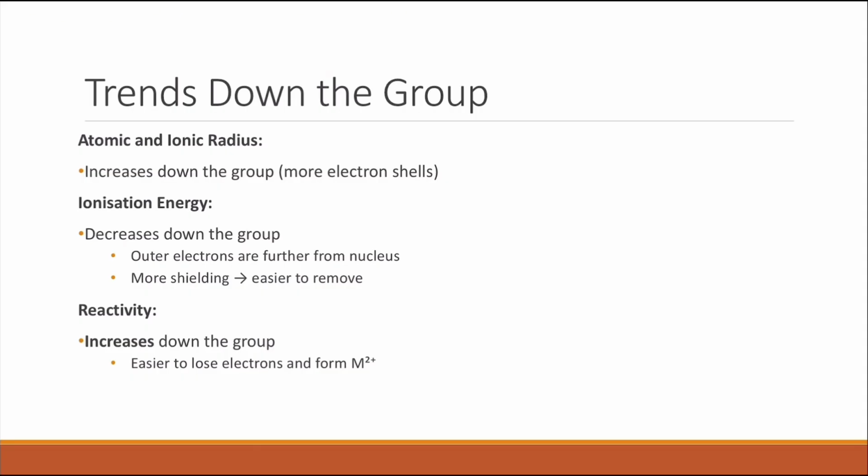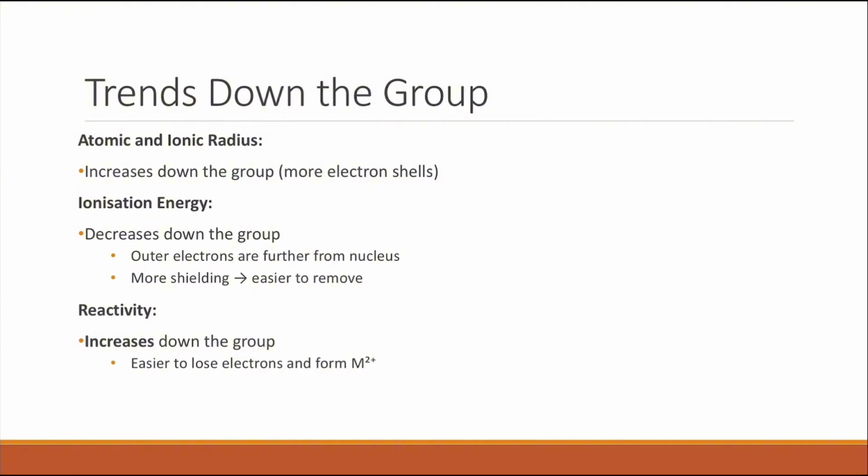The first one, the outer shell electrons are further away from the nucleus due to the increase in the radius and increase in the shells. Also, because there are more inner shells, there will be more shielding, so the outer shell electrons are easier to remove. Finally, reactivity. Reactivity is related to the ionization energy or to how easy we can remove the electrons. And since the ionization energy decreases down the group, reactivity as well increases down the group because the electrons will become easier to remove.